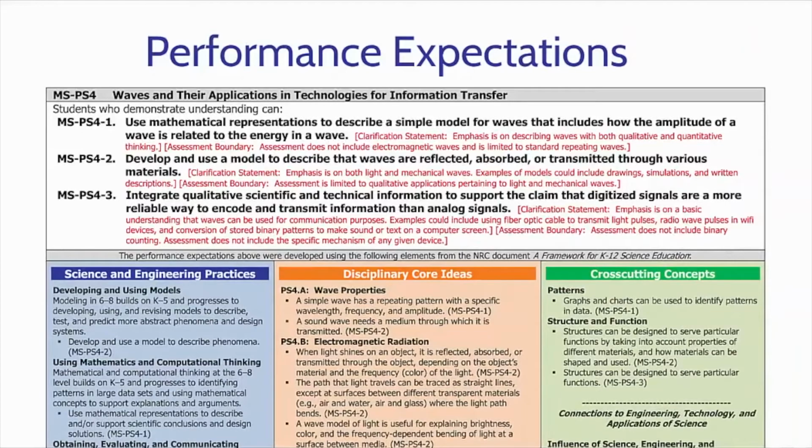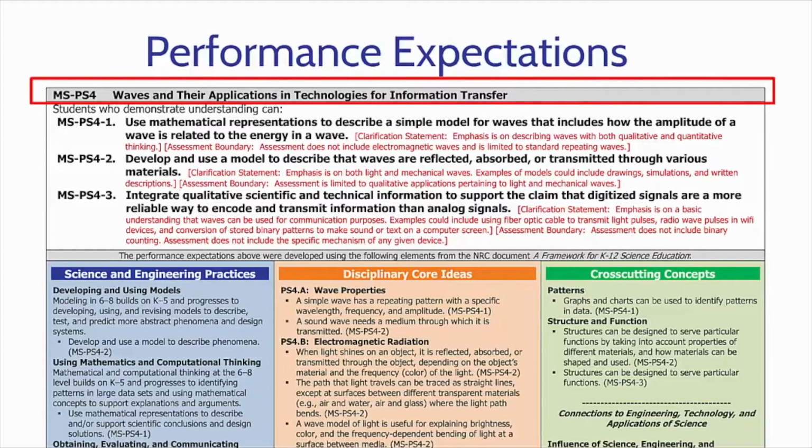Let's look at an arrangement of performance expectations. The title of each arrangement of performance expectations can be found at the top of the document. The title of this arrangement is MS-PS4 Waves and Their Applications in Technologies for Information Transfer. The codes for the arrangements are formatted the same as the codes for performance expectations. Here, MS-PS4 indicates that the following performance expectations are the middle school standards that belong in the fourth core idea of the physical science domain.